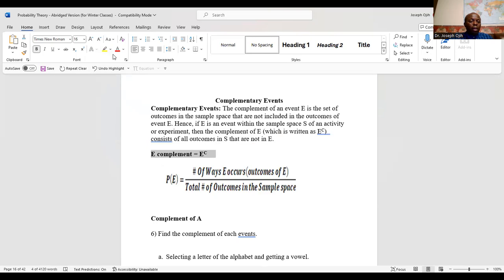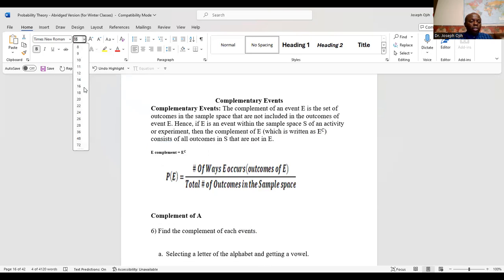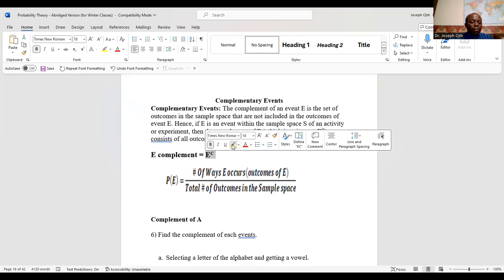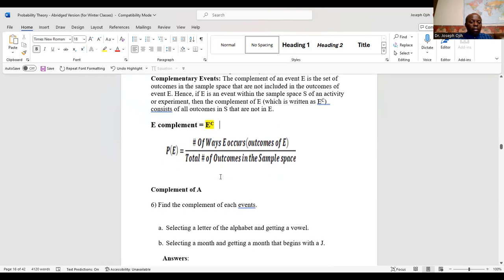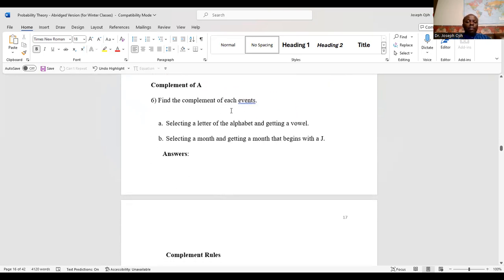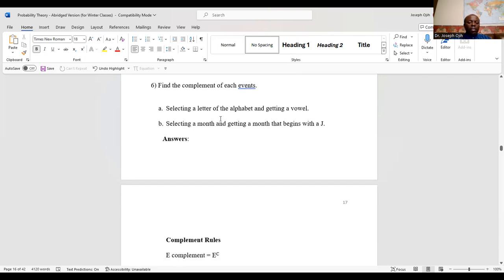We use this symbol to represent complement: E with a small c at the top. Say E complement, E^c. And again, remember that the complement is the opposite. Let's see this question. It says, find the complement of each event. The first event says, selecting a letter of the alphabet and getting a vowel.